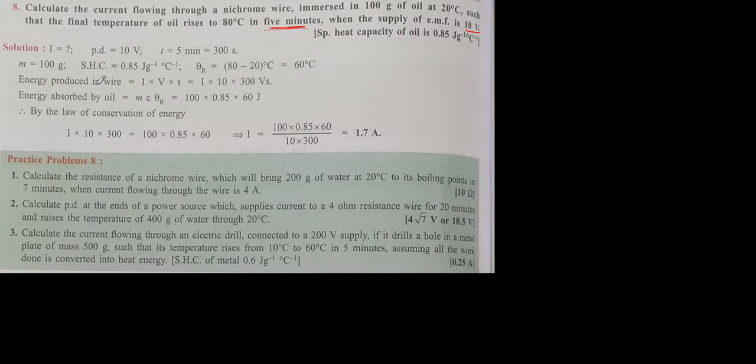Energy produced by the wire is IVT, so it is power. P is equal to VIT, or you can say IVT. So placing the value of V and T, we get I multiplied by 10 multiplied by 300, and energy absorbed by the oil is MC theta R, 100, 0.85 and 60 joules. By the law of conservation of energy, we put energy produced by wire equal to energy absorbed by the oil. So I multiplied by 10 multiplied by 300 is equal to 100 multiplied by 0.85 multiplied by 60. So we get the value of I as 1.7 ampere. So this is the way we are going to solve the following sum.